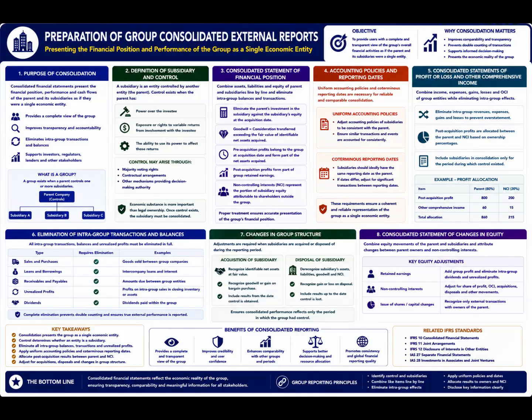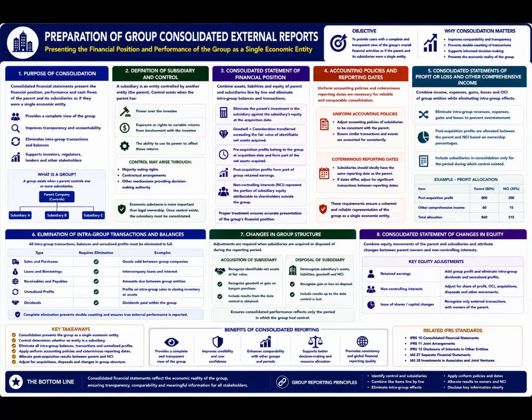The preparation of consolidated statements of profit or loss, other comprehensive income, and changes in equity requires combining income, expenses, gains, losses, and equity movements of group entities while eliminating intragroup effects. Revenue and expenses arising from transactions between group companies are removed to prevent overstatement of group performance. Post-acquisition profits are allocated between the parent and non-controlling interests according to ownership percentages.